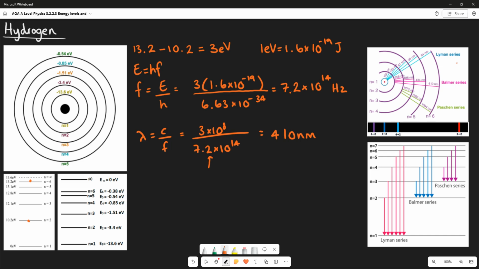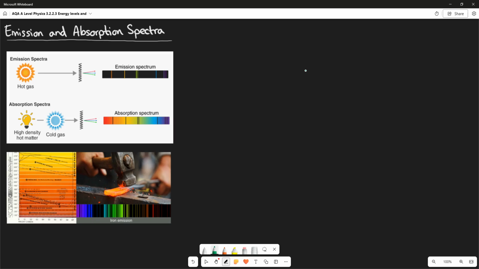Okay, let's have a look at emission and absorption spectra. We know that if we have a series of energy levels, an electron at the ground state can be raised to another energy level if it absorbs this amount of energy. It has to be that exact amount of energy in order to make that jump. If it's through collision with an electron, then this amount of energy will be taken from that electron, and the electron will be left with whatever else is spare.